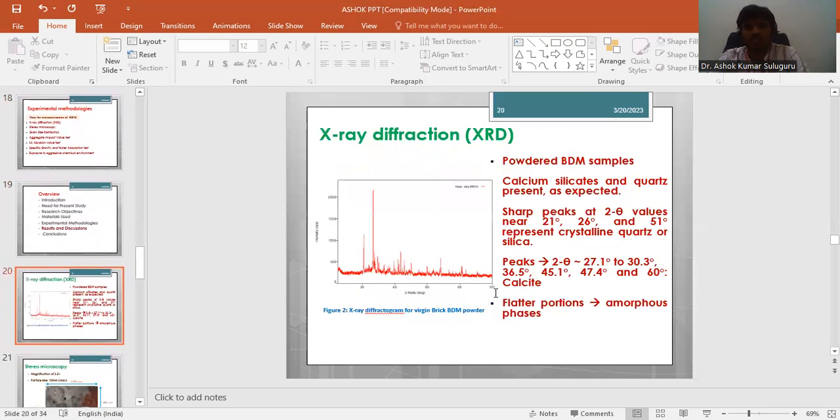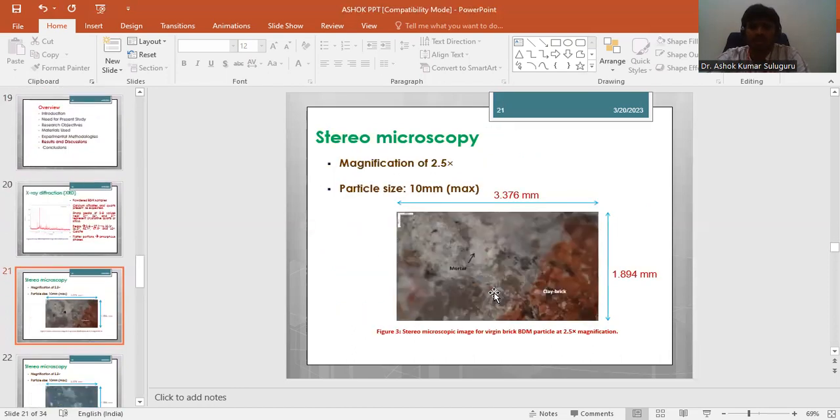Here are a few results. We have done XRD, which especially studies what kind of minerals are present. Again, we studied the microscopy to make sure whether it is from cement, from a building, whether it is brick or concrete or whatever it may be. So we are making sure that it belongs to that particular material only.